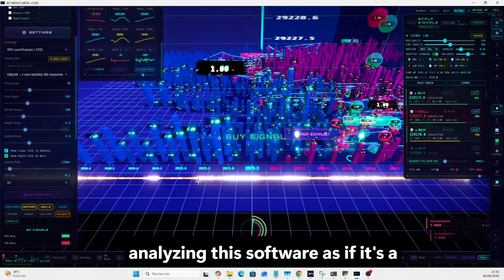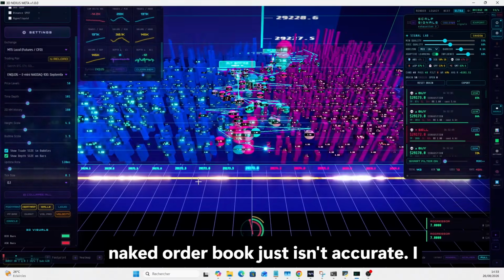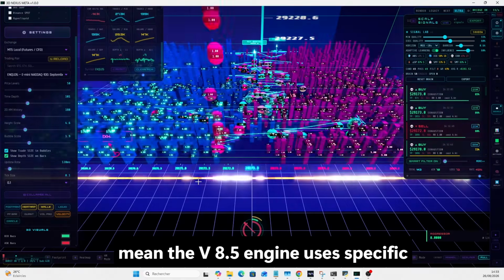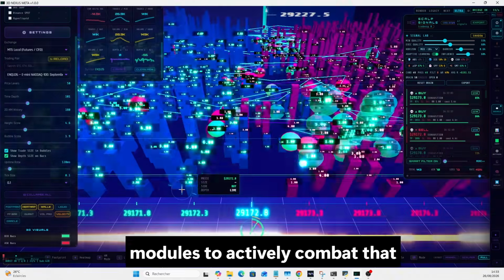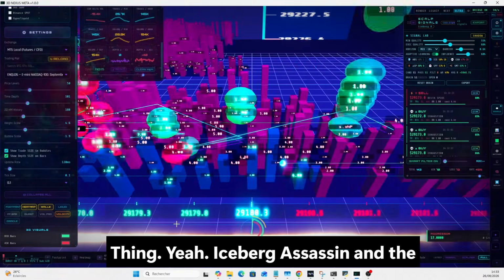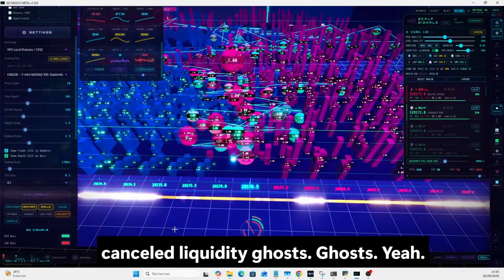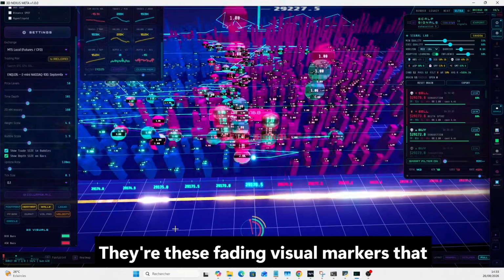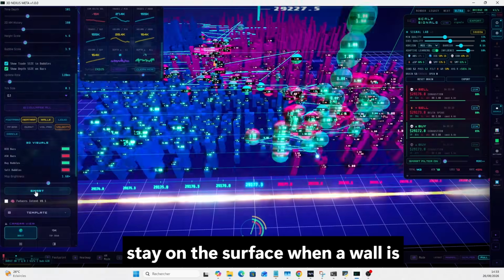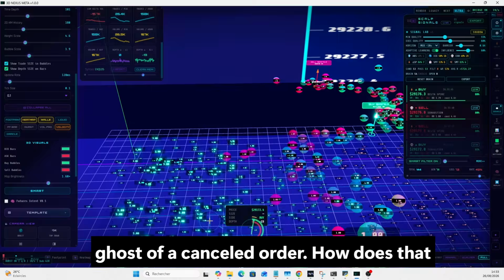Exactly. But analyzing this software as if it's a naked order book just isn't accurate. The V8.5 engine uses specific modules to actively combat that manipulation. You mean the Iceberg Assassin thing? Yeah. Iceberg Assassin and the Spoof Warden. They leave what they call canceled liquidity ghosts. Ghosts? Yeah, they're these fading visual markers that stay on the surface when a wall is suddenly pulled.